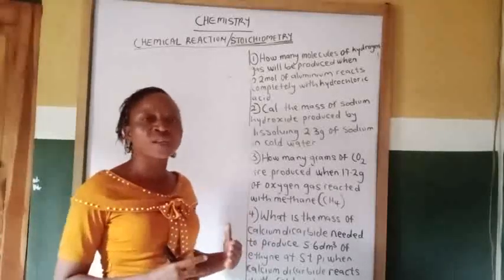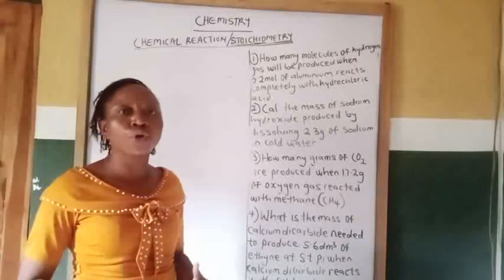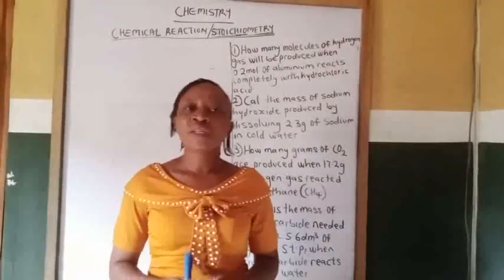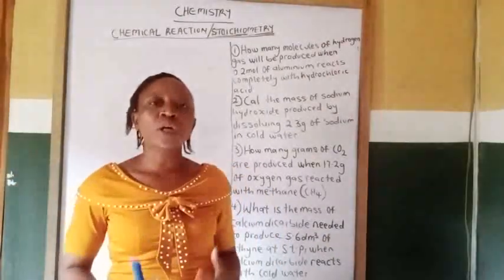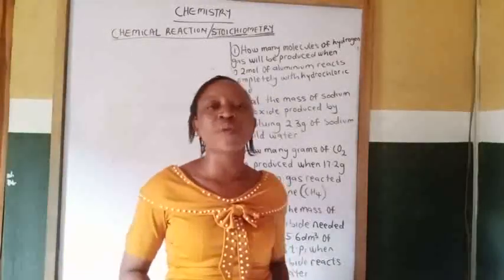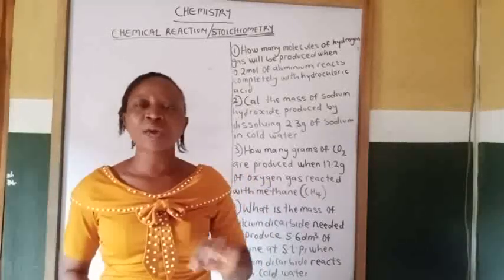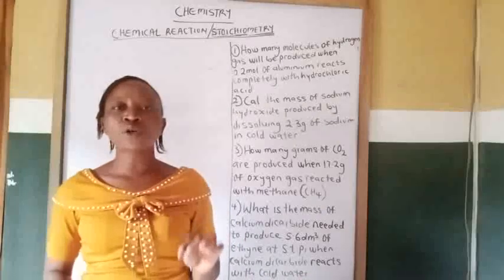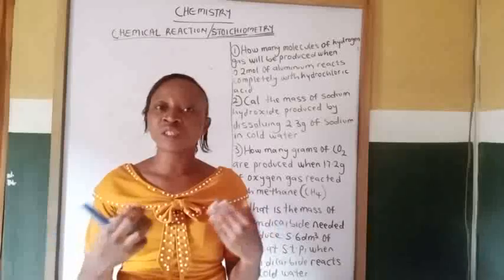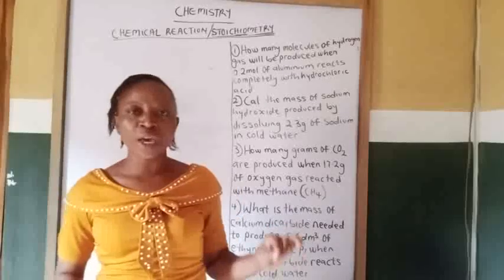Then you follow the necessary steps to solve questions on stoichiometry. So what are the steps that you need to follow in solving questions on stoichiometry? The first step is to convert your questions in word problem to chemical reaction, because your question may come with an equation and it may not.